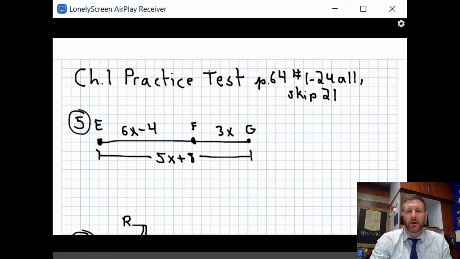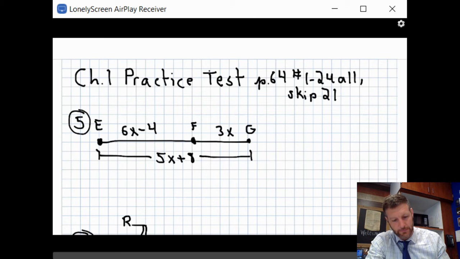We're ready to review. Now, we'll have two assignments, the first of which is the chapter 1 practice test, and that's page 64, 1 through 24 all. Notice we're not just doing the odd, but the even and the odd, with the exception of 21. Please skip 21. Also, the solutions for this assignment are not in the back of the book, so they will be posted along with this assignment as a PDF. So make sure you're checking your answers.